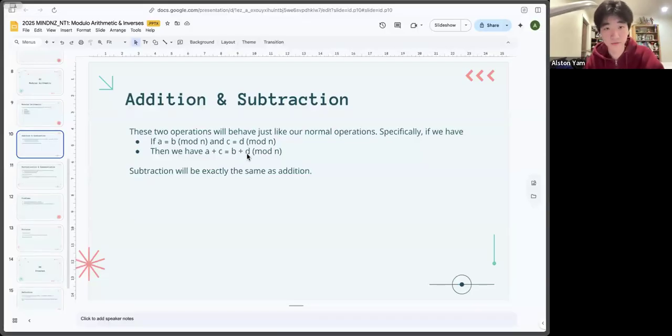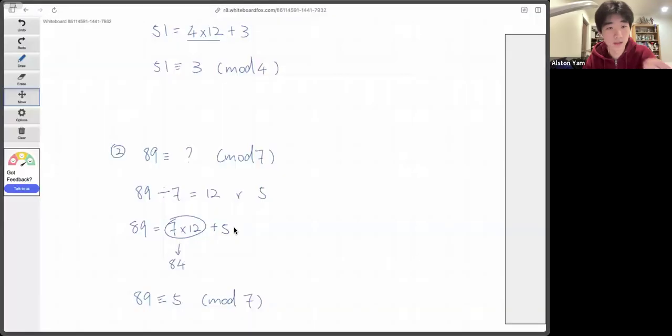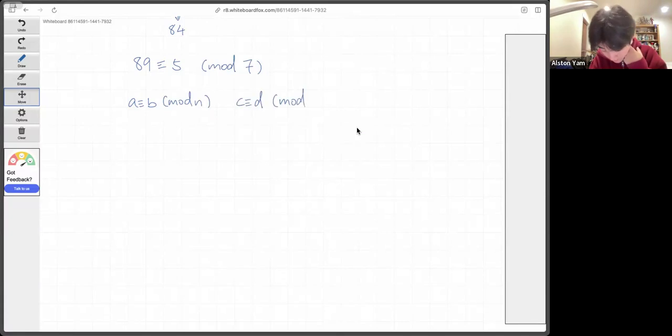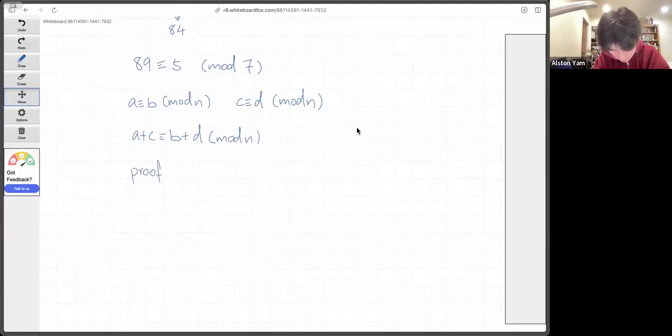And I think I'll go on to prove this fact. So let's go back to the whiteboard, and we can see that A is congruent to B mod n and C is congruent to D mod n. We would like to say that in this case, the result of A plus C will be exactly the same as B plus D mod n. Well, let's give it a proof. Okay, let's prove this fact.